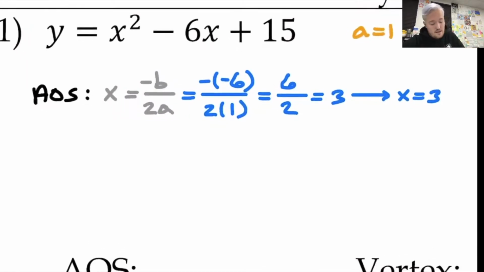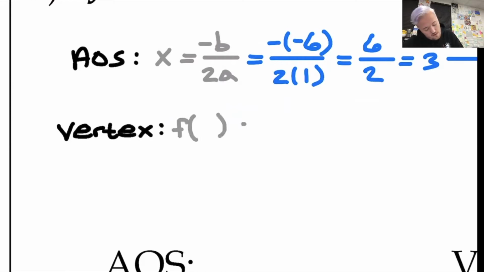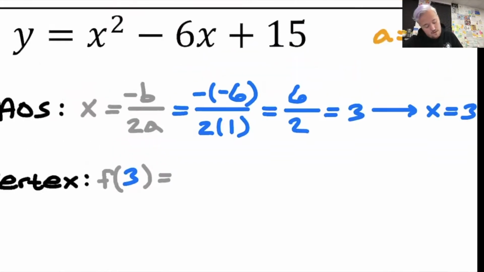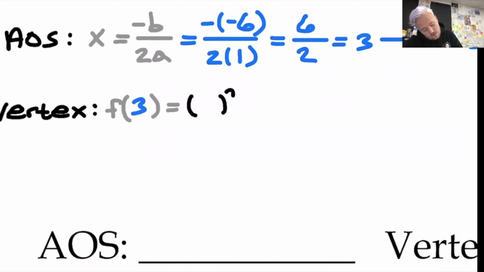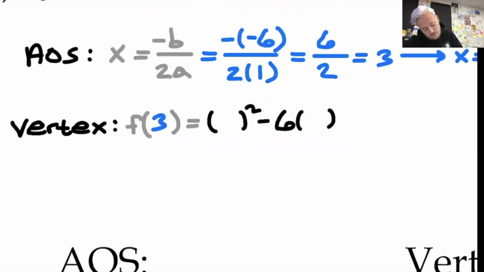All right, so now I want to be able to find the vertex. So I want to plug that in to my original equation. I just got 3, so I'm going to plug in 3 to my original equation. So I want 3 squared minus 6 times 3 plus 15.